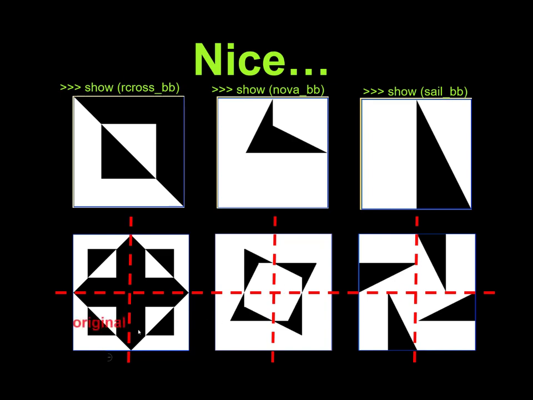What are they? This is actually the original R cross BB, and this is the turn left of the R cross BB, and this is the upside down of R cross BB, and this is the turn right of R cross BB. Likewise, you can do the same. Original, turn left, turn upside down, turn right. Same. Original, turn left, turn upside down, turn right.